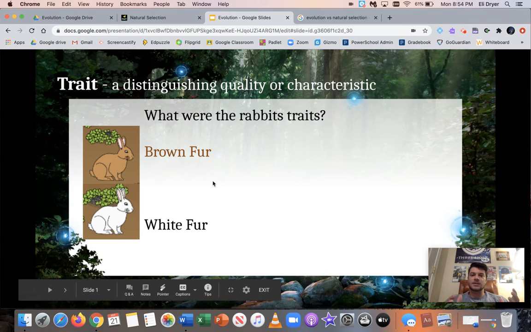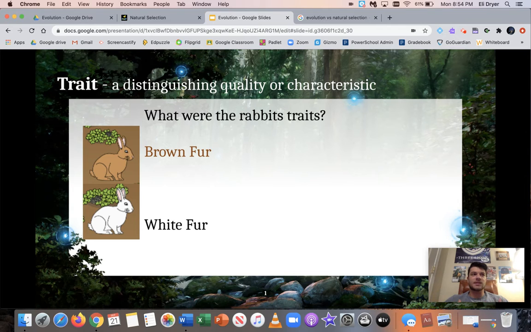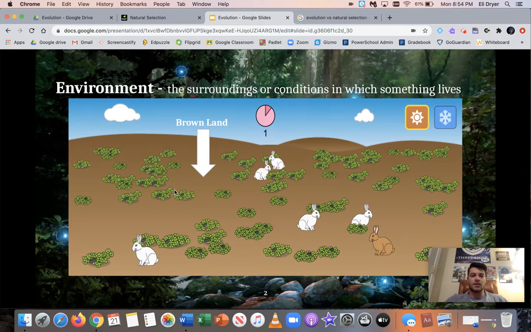The first thing that I want to talk about is what a trait is. A trait is basically a distinguishing quality about something. For the rabbits, that was the brown fur and the white fur. The next vocabulary that I want to focus on is the environment. What's the environment? Well, that's just something that the animal lives in, the surroundings, the conditions. So for that first part of the lab, the environment was basically brown land.